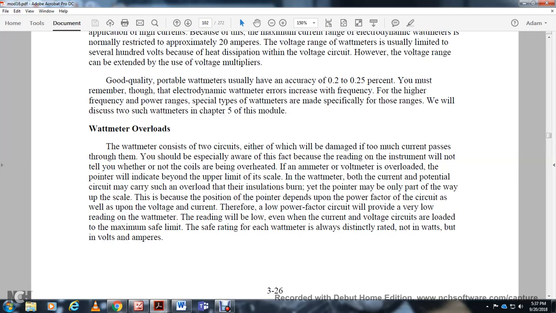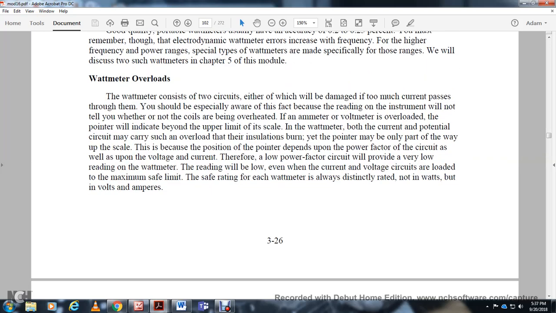Because the position of the pointer depends on the power in the circuit, as a function of the voltage and current, a low power factor circuit will provide a very low reading on the wattmeter, even when the current or voltage circuit is well above the maximum safe limit. The safe reading of each wattmeter is therefore given as a distinct rating, not in watts but in volts and amperes.